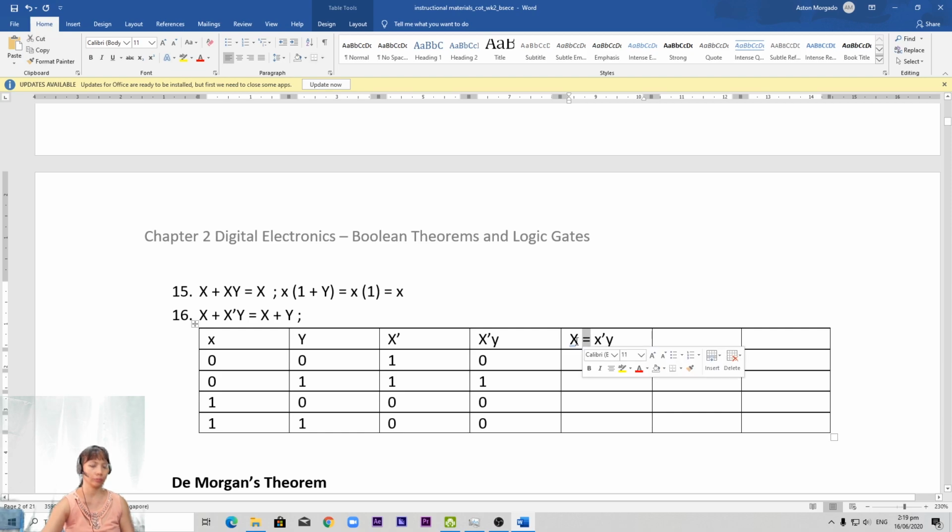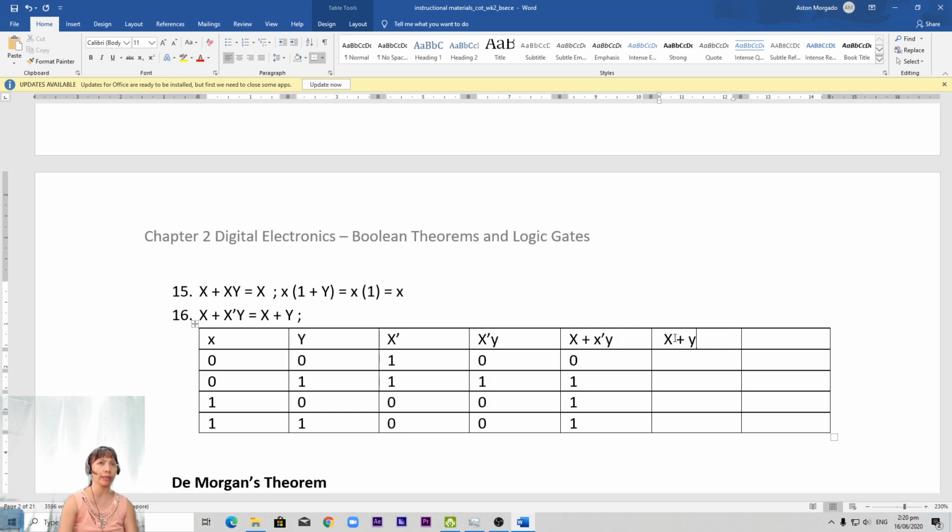So we add this x prime y here with x here, such that the answer is 0 plus 0 is 0. Next is 1 plus 0 is 1. Next is 0 plus 1 is still equal to 1. And 0 plus 1 is still equal to 1. Okay, so let's compare it with x plus y.